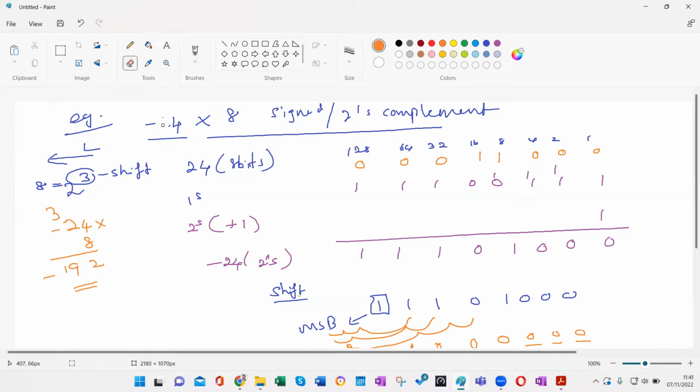Okay, let's make it minus 10. Can you guys do it? Minus 10 into 8. So the answer should be minus 80. Right. Give it a try.